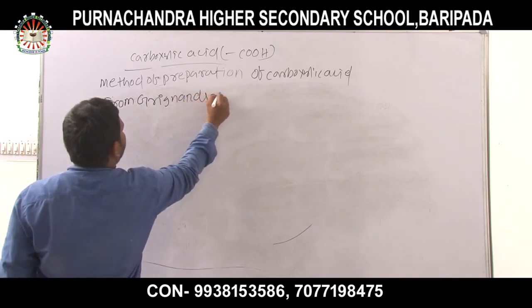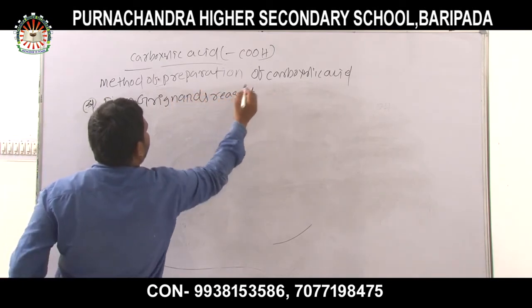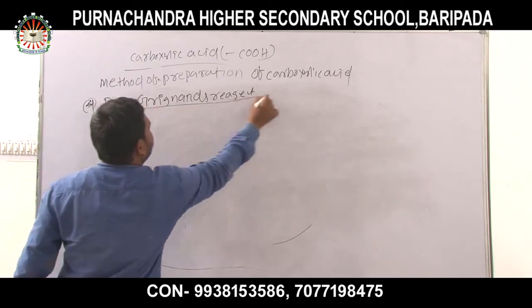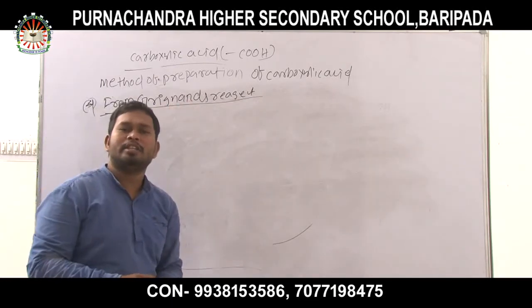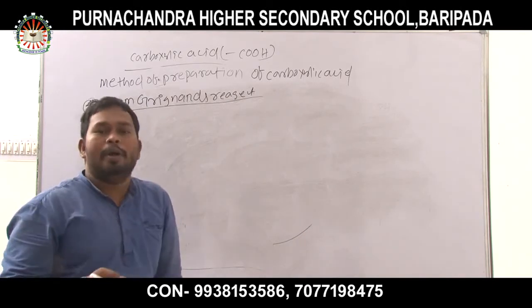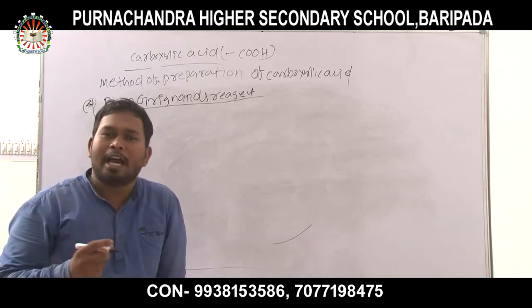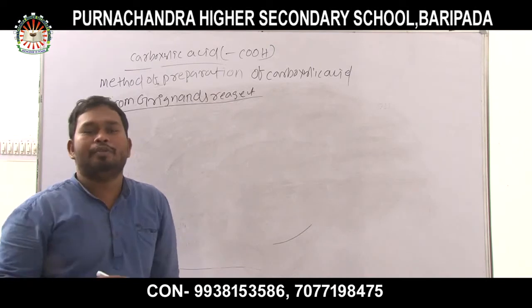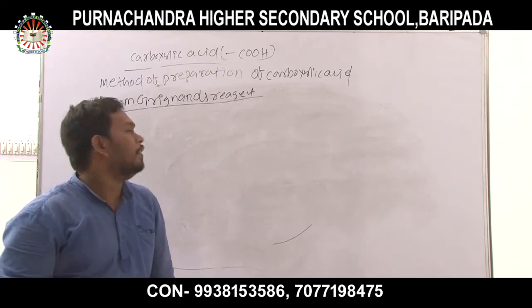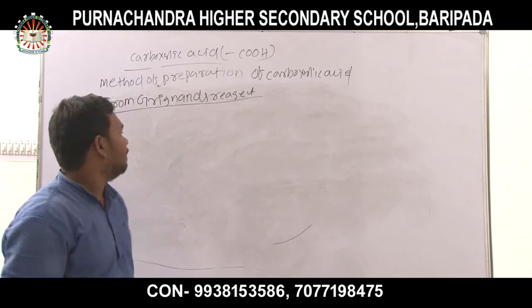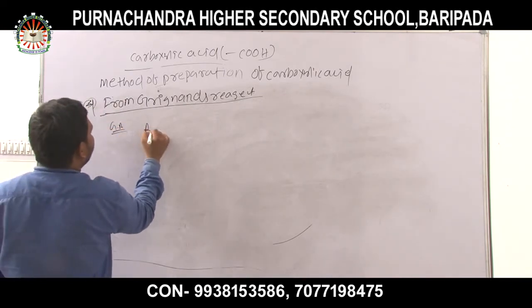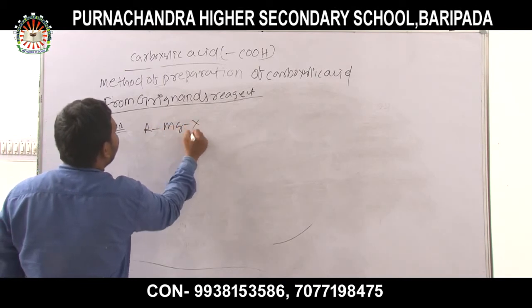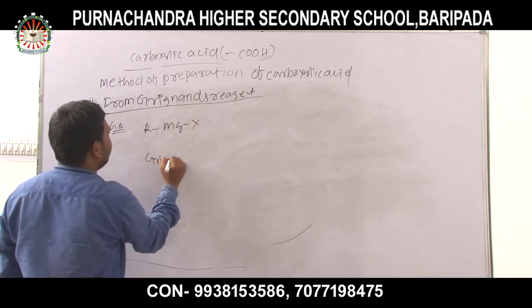From Grignard's reagent. When Grignard's reagent reacts with carbon dioxide, an adduct is formed, which on acid hydrolysis then gives an acid. Now write the general reaction. You already know that RMgX is known as Grignard's reagent.